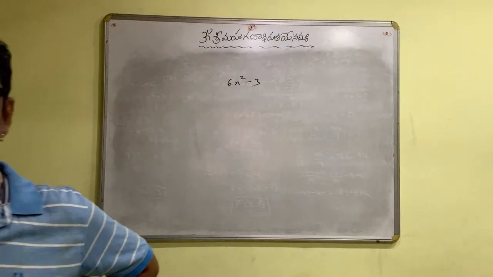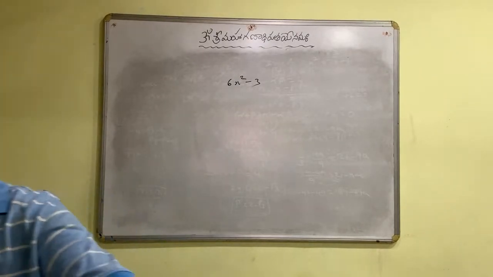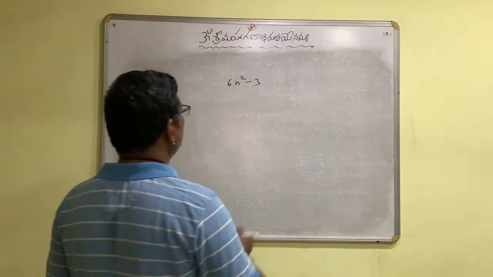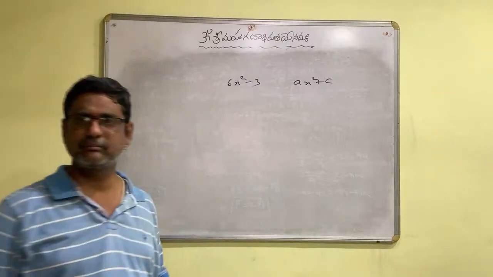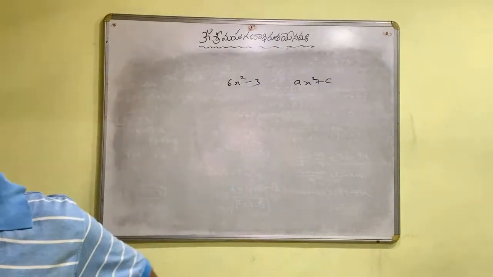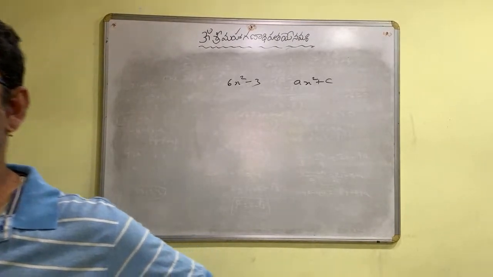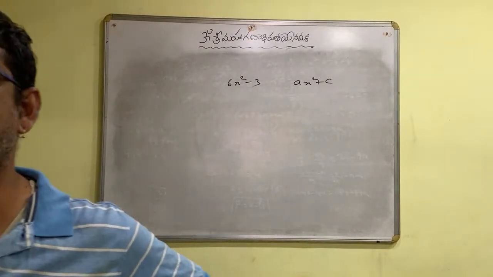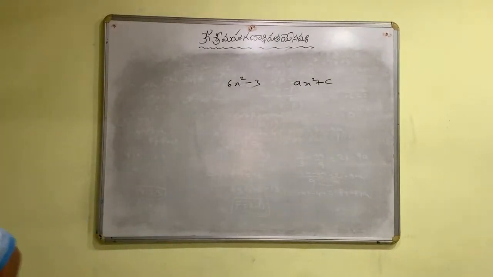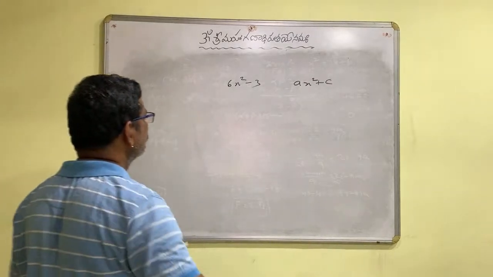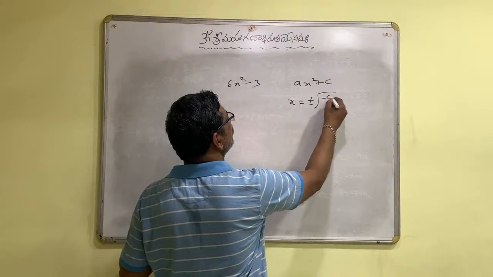6x square minus 3, what are its zeros? This is the third form, ax square plus c form. So what are its zeros? I told you, x is equal to plus or minus root of minus c by a.